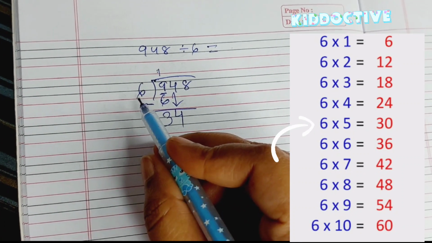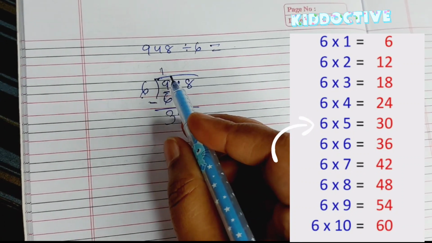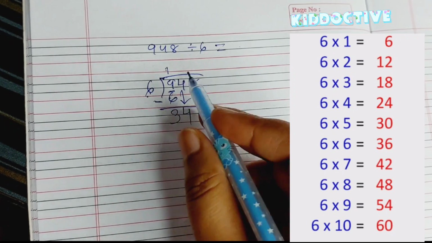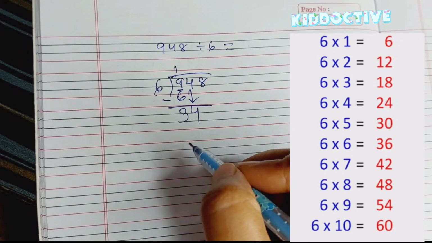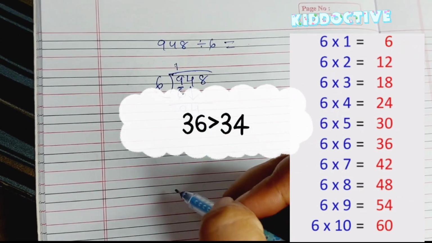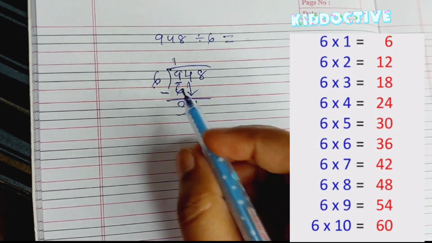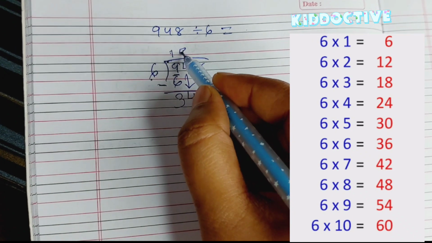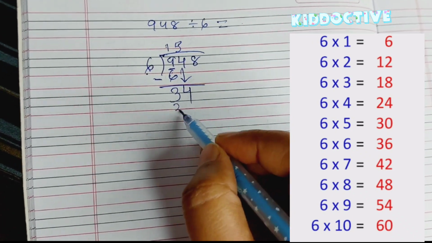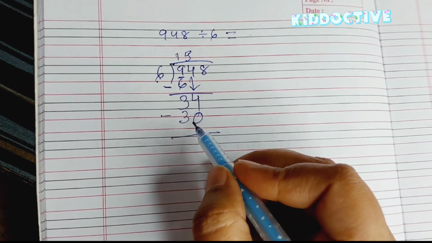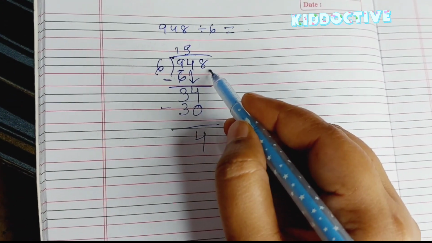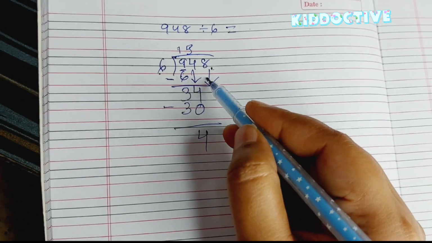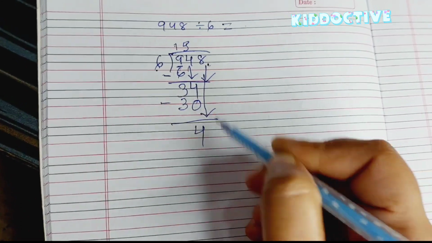Now we will check 6 5s are 30, 6 6s are 36, and 36 is greater than 34. So we can't take 6 6s. So we will take 6 5s are 30. Now the second step is subtract. So 4 minus 0 is 4. Now what's left? Down 8 here.